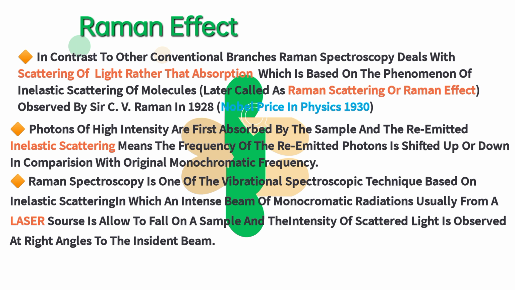Raman spectroscopy is one of the vibrational spectroscopic techniques based on inelastic scattering, in which an intense beam of monochromatic radiation, usually from a laser source, is allowed to fall on a sample and the intensity of scattered light is observed at right angle to the incident beam.